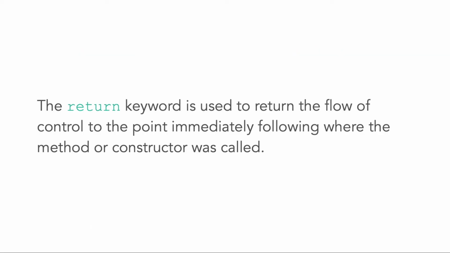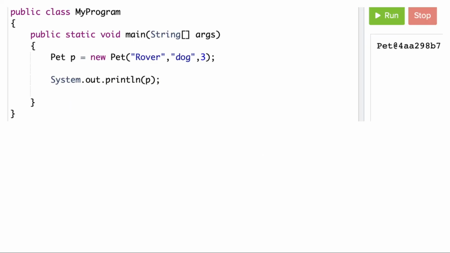The return keyword is used to return the flow of control to the point immediately following where the method or constructor was called. Remember what we would see if we tried to print our object? Some non-meaningful information would be displayed. This is the default toString method that comes from the Object class. For those interested, it is composed of the class name, @, and the hashcode in hexadecimal form.